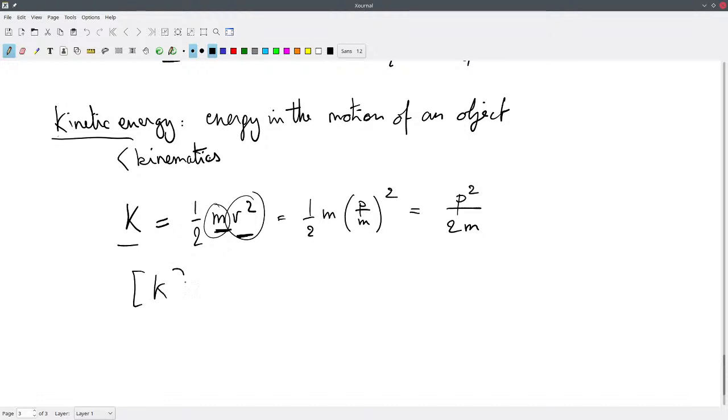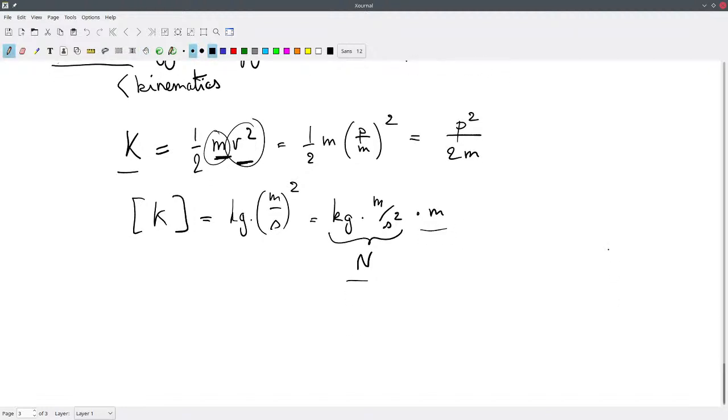The units of kinetic energy must be kilograms times meters per second squared, right? And actually, if we think about that, that's kilograms times meters per second squared times meters. And this, we know, is mass times acceleration, so that's newtons. And newtons times meters, that's the same units that we had in force times displacement for work. So this is also going to be in units of joules. So it's going to be in units of energy.